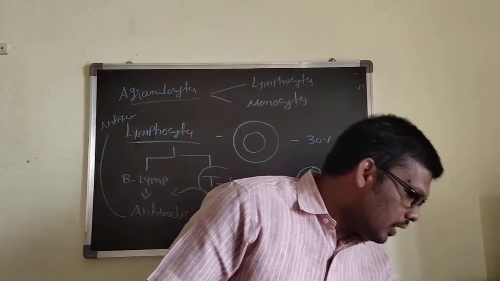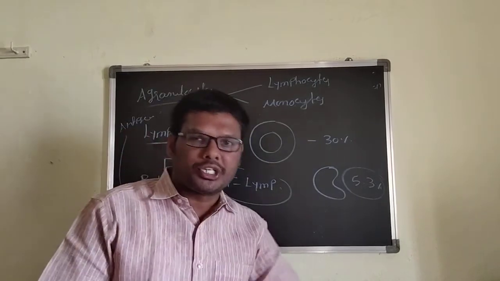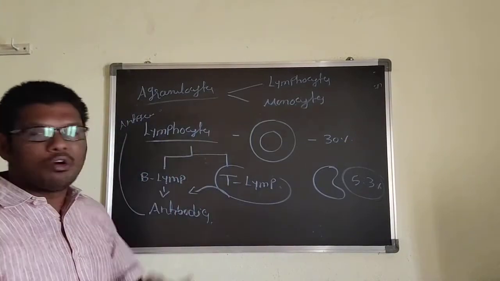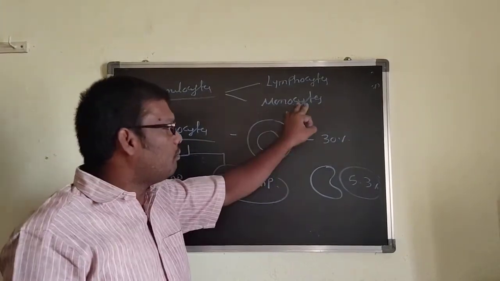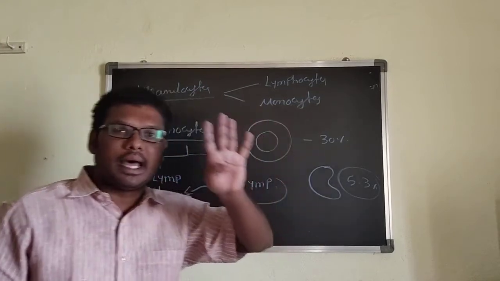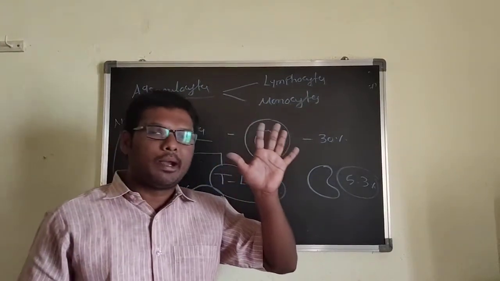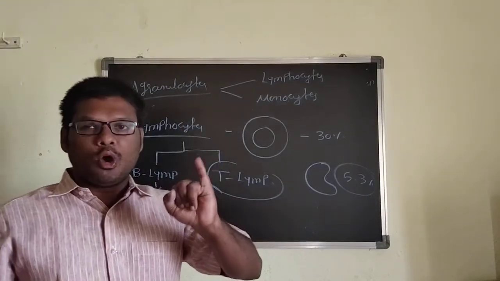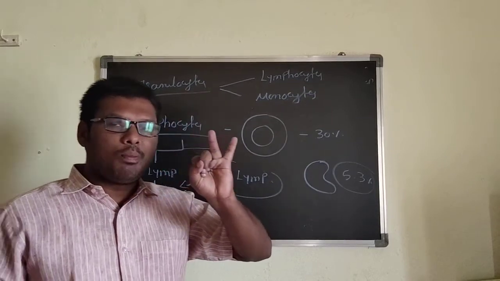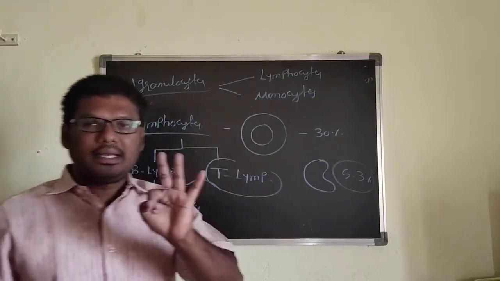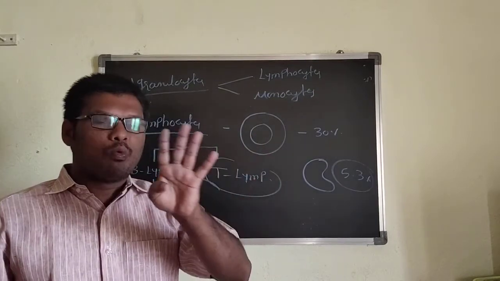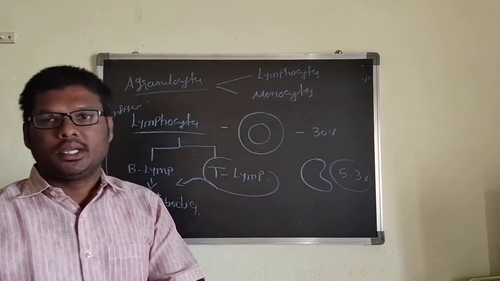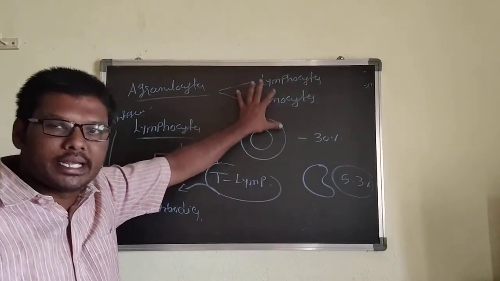Among the total leukocytes, the first position is occupied by the neutrophils, second by the lymphocytes, third by the monocytes, fourth by the acidophils, fifth by the basophils. That is the percentage. And based upon the nucleus: bilobed nucleus, acidophils; trilobed nucleus, basophils; multilobed nucleus, neutrophils; oval shaped nucleus, lymphocytes; kidney shaped nucleus, monocytes. Tomorrow's class we will briefly discuss lymphocytes and monocytes once again.